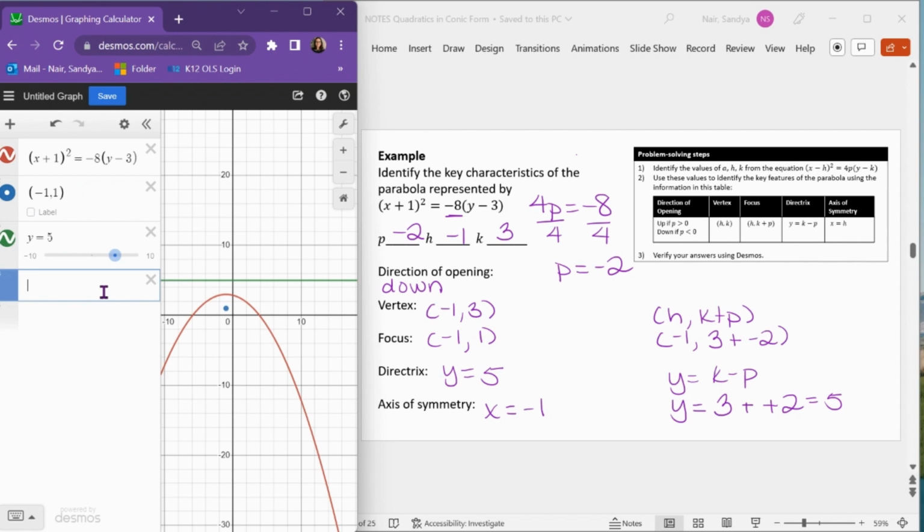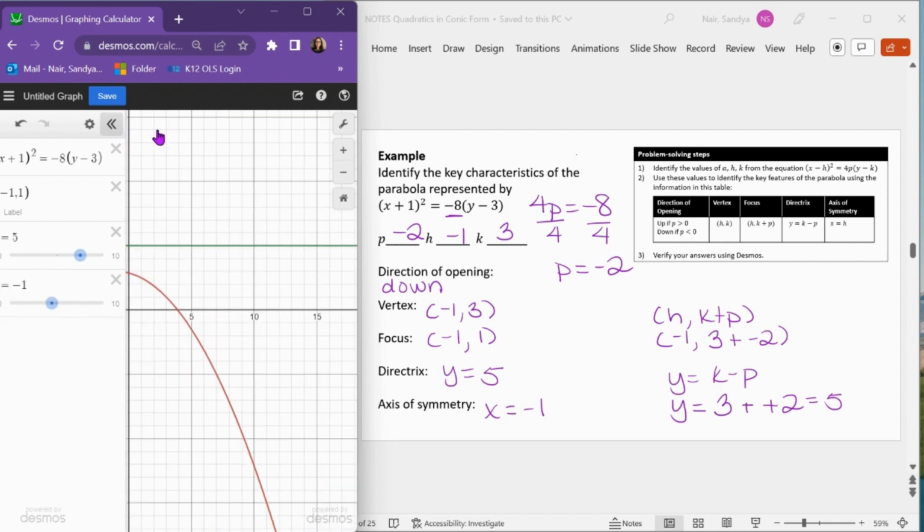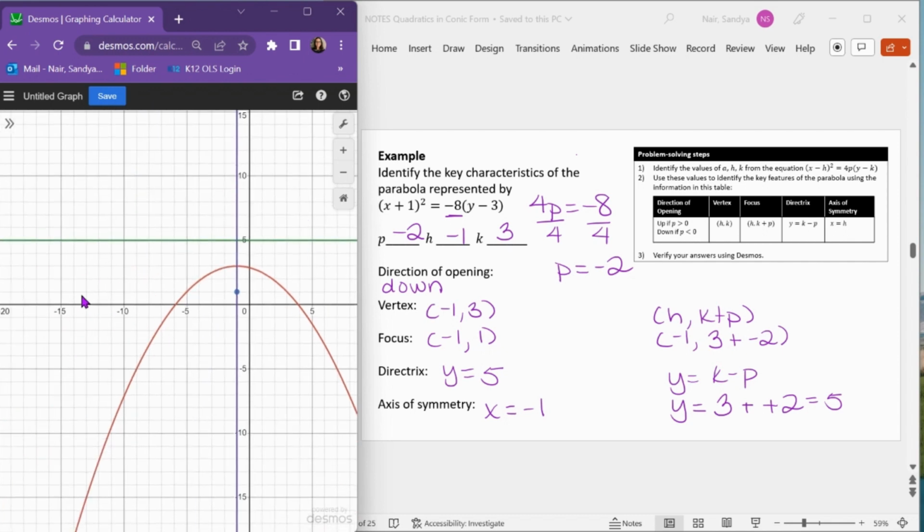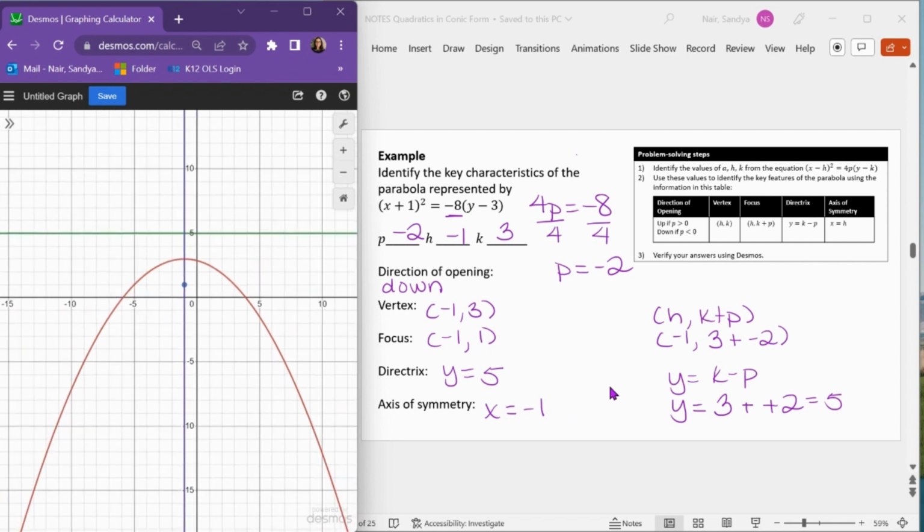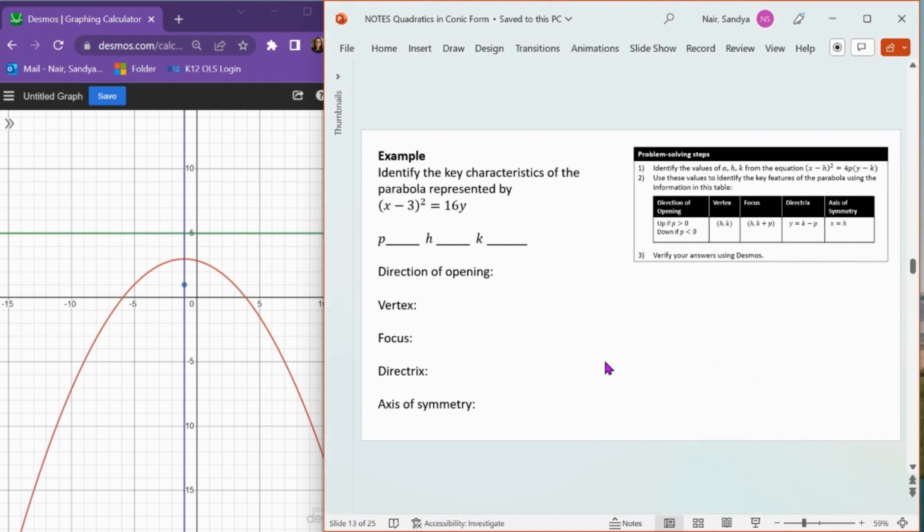If we type in the axis of symmetry, x equals negative 1, we can see that it does cut our parabola in half. Okay, so here's all the information that we just found. So now let's identify the key characteristics of this parabola.